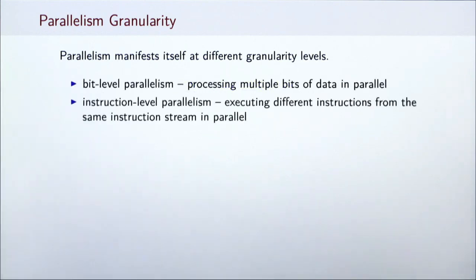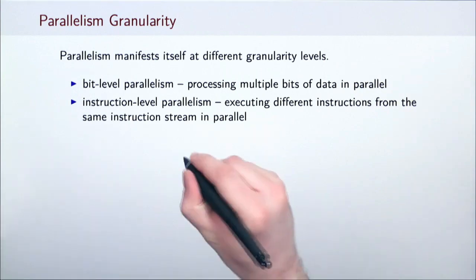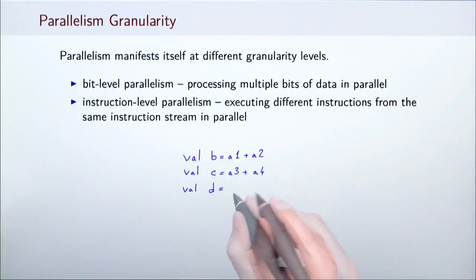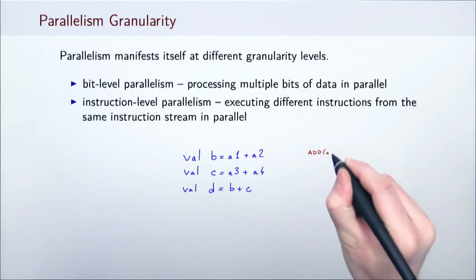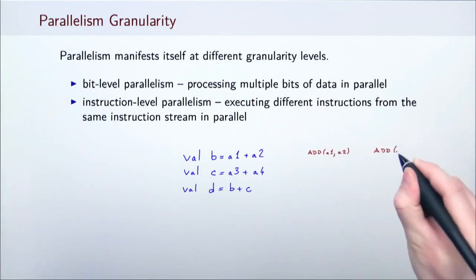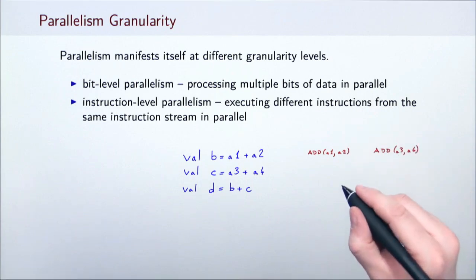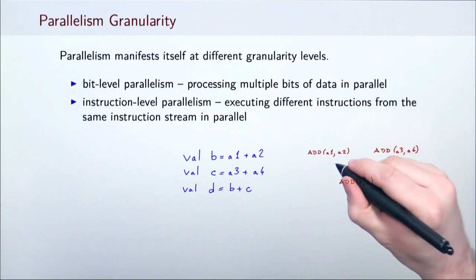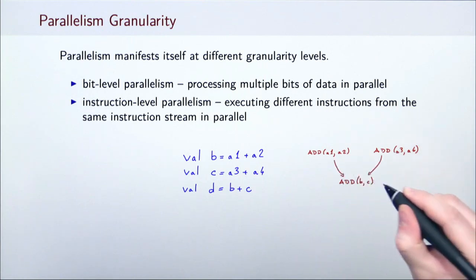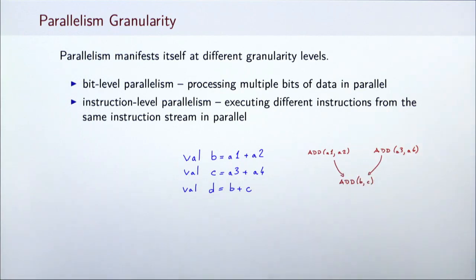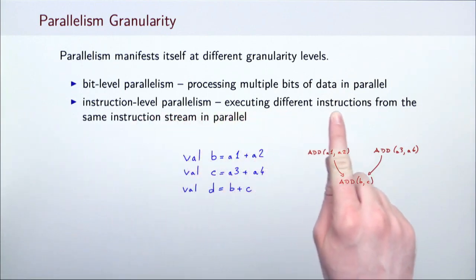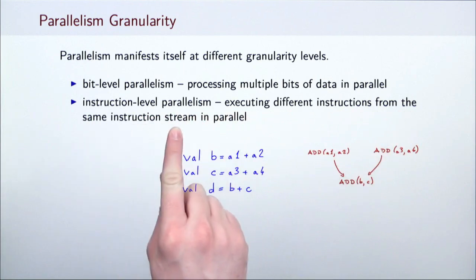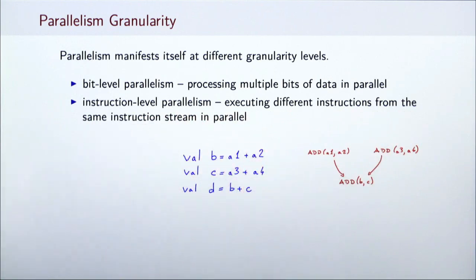On a more coarse-grained scale, parallelism can be achieved by executing multiple instructions at the same time. Consider the following example. Here, the processor has no reason not to compute B and C in parallel. This is because neither B or C depends on the other to be computed. This form of parallelization is thus called instruction-level parallelism. Note that the computation of D, however, can only be started after both B and C have been computed. So in summary, instruction-level parallelism executes different instructions from the same instruction stream in parallel whenever this is possible.